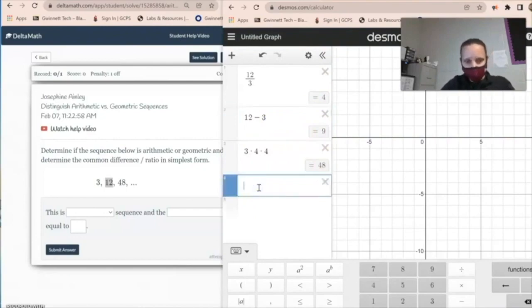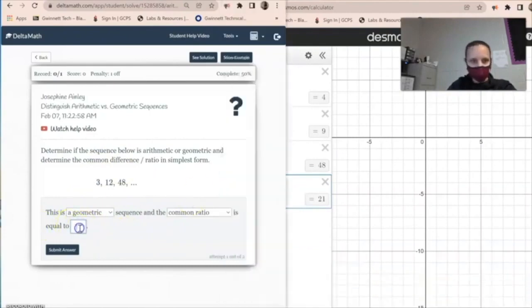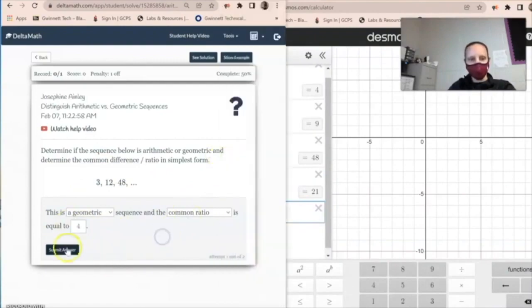Whereas this one, I'm adding 9, right? So this one is saying 3 plus 9, I get the next number, 12. But if I add 9 again, do I get 36? I don't. So this one is geometric, and the sequence has a common ratio. It's equal to, what was I multiplying by? 4. Okay, so once you decide which one it is, you answer the questions.